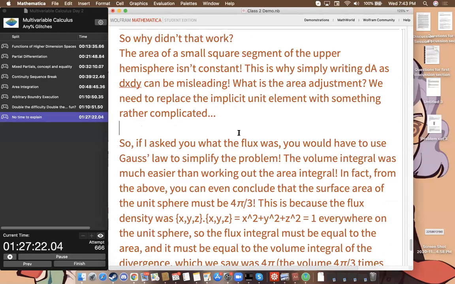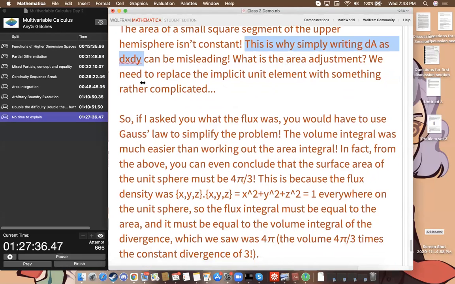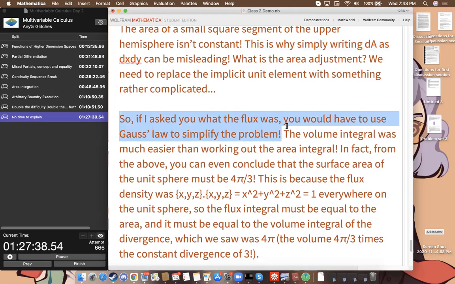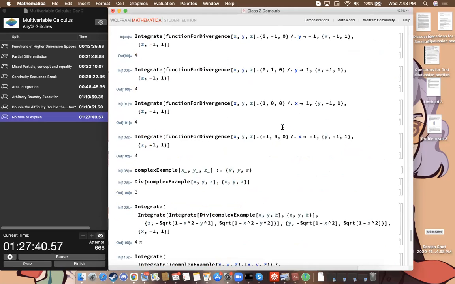Instead of dealing with the fact that the differential area changes, and this is why writing dx, dy can be misleading, you need to make some area adjustments, which is super complicated, where you need to replace this implicit unit element with something weird. If you were trying to find the flux through the sphere, you just want to use Gauss's law.